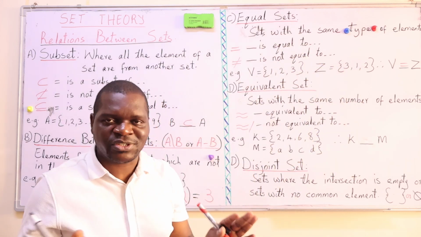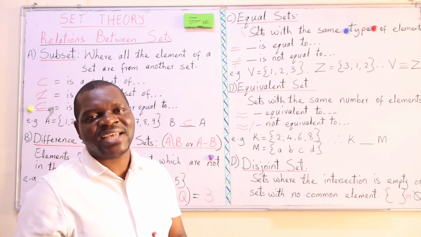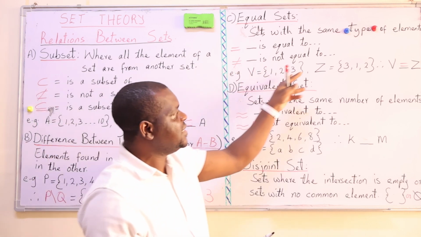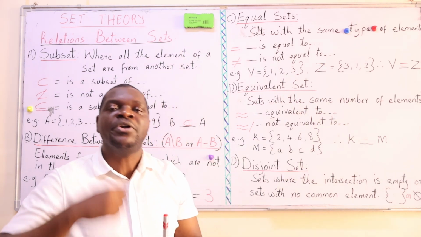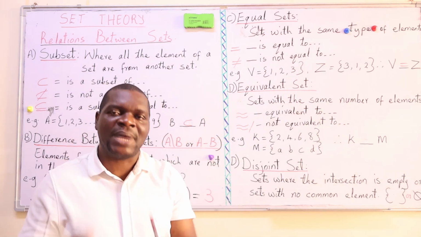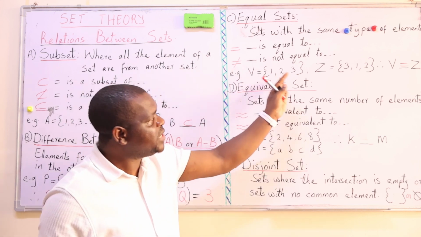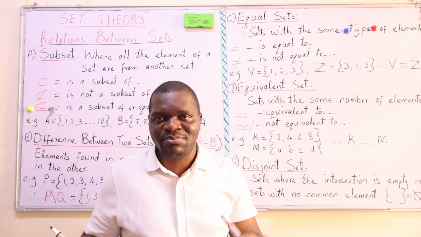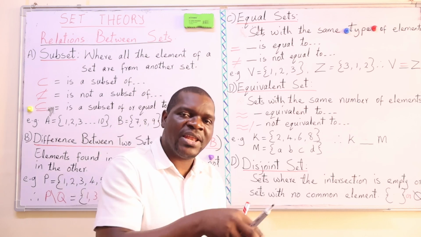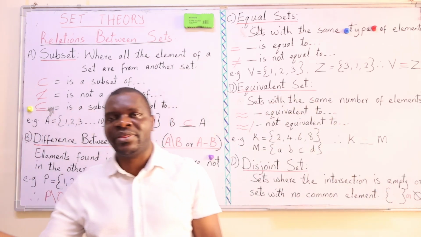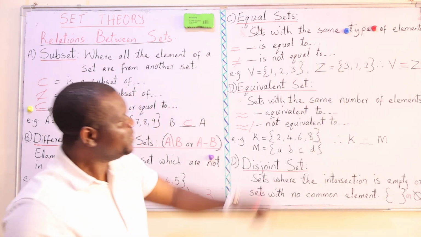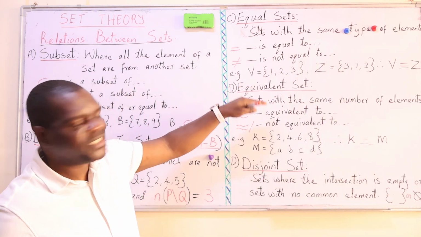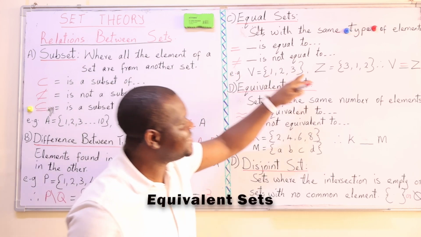So the order doesn't matter. Now I would like to emphasize this. The order does not matter when it comes to equal sets, and also repetition doesn't matter. If you find 1 two times here and one time there, it doesn't matter. So long as that type of element is in one and in the other, the sets are said to be equal. Let's get to the next type of relationship, which is equivalent set.